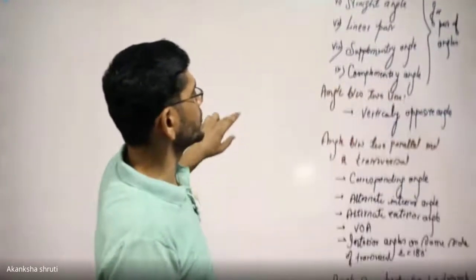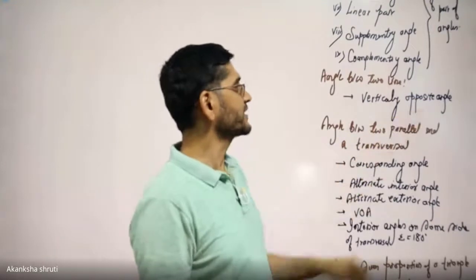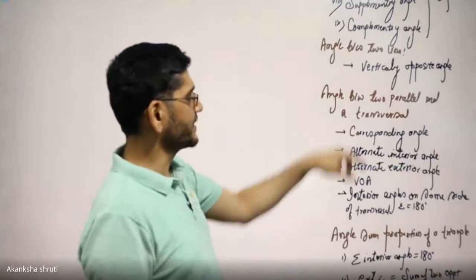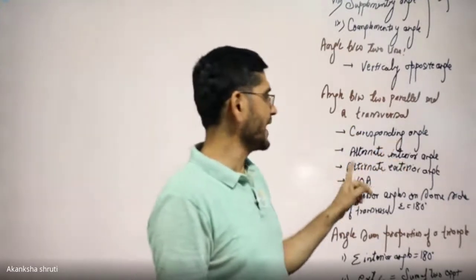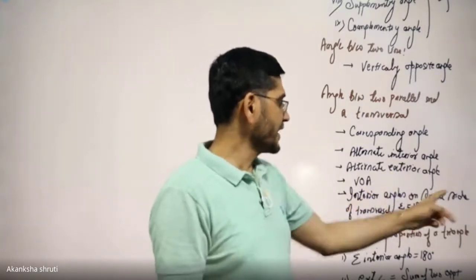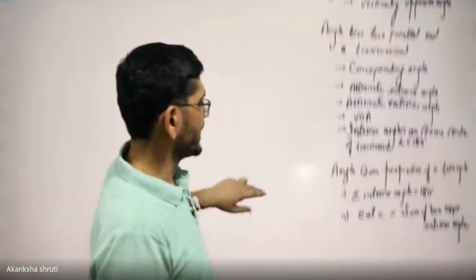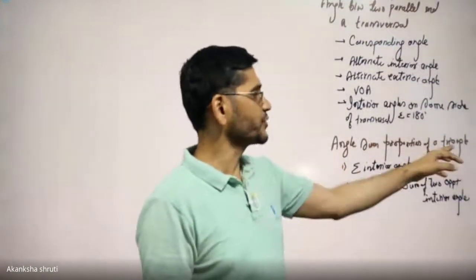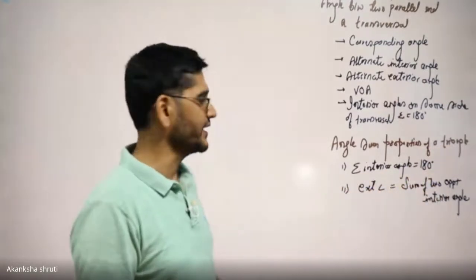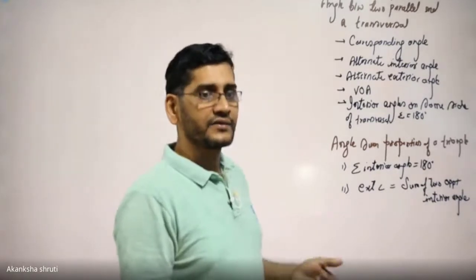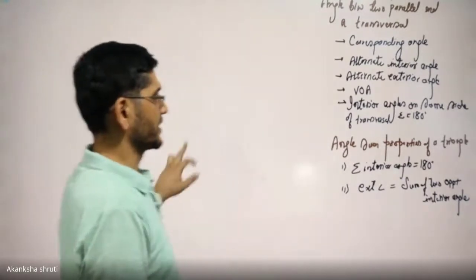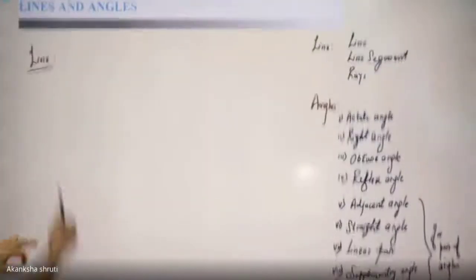If we consider two lines, then we can define vertically opposite angle. But if we consider two parallel lines and a transversal, then there is corresponding angle, alternate interior, alternate exterior, vertically opposite, interior angle on same side of transversal. Then the last topic is angle sum properties of a triangle, in which the sum of all the interior angles of the triangle is 180 degrees and the exterior angle is equal to the sum of the two opposite interior angles. These are the contents. So let us start with lines.